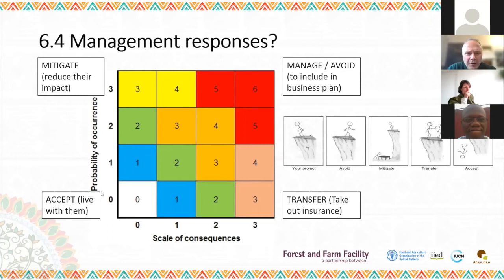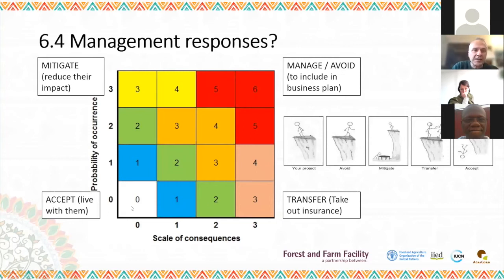If it's not very likely to occur, but it would have a huge impact if it did occur, like, I don't know, a drought or a flood. So it's not very likely that next year we'll have a major drought, but it would have a really bad impact if it did. That's the bottom right. We might transfer the risk to somebody else. So we might pay an insurer to cover that risk.